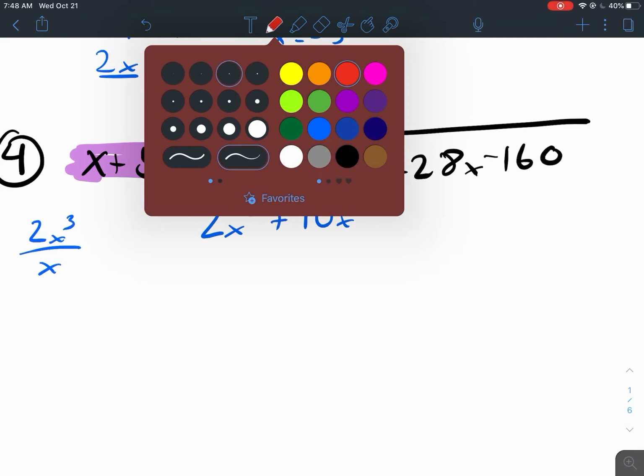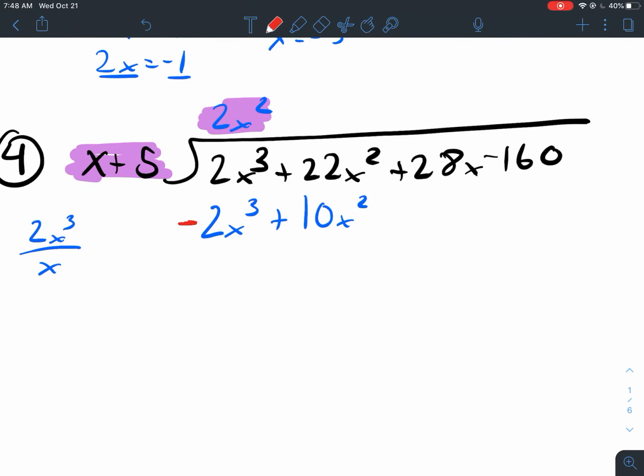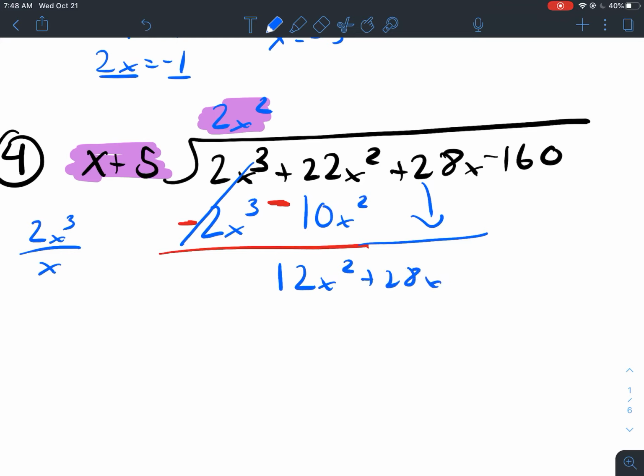Then I need to go through and change my signs, right? So this becomes a negative, this becomes a negative. I'm going to go ahead and subtract. These guys cancel out, and you get 12x squared. Then I've got to bring my plus 28x down.